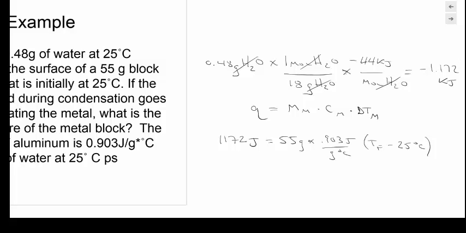So doing a little bit of the math here, multiplying the 55 by the 0.903 and multiplying it through the brackets, I'm going to get 1,172 joules is equal to 49.67 joules times T final minus 1242. And solving for T final, I get T final is equal to 49 degrees C.